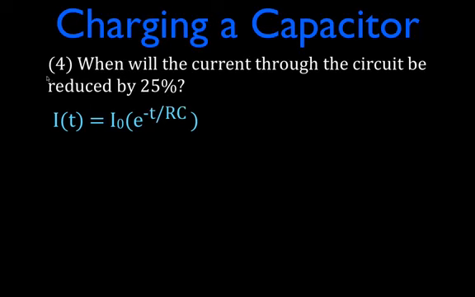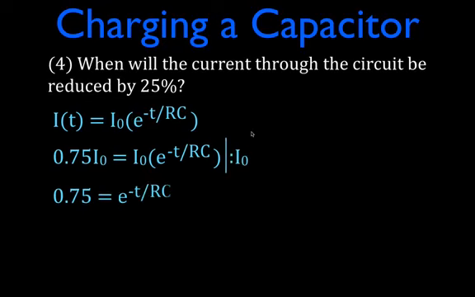And we actually want to know when it will be reduced by 25%. That means we want to know when will the current be 75% of the maximum. So for this term, I'm going to substitute in 0.75 I0. That is the maximum current, the initial current, the current at time 0. And so that is 75% of the initial, and that's when it will be reduced by 25%. And then you'll notice I have I0 on both sides, so I can divide this whole equation by I0, and that gives me 0.75 equals e raised to the power of minus t over RC.